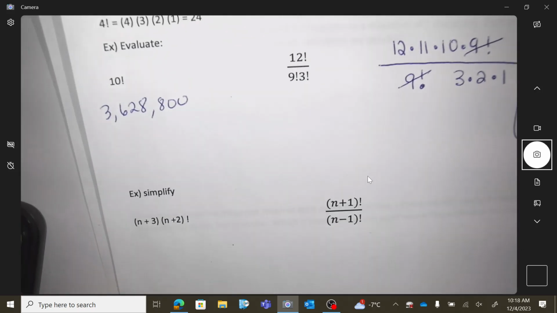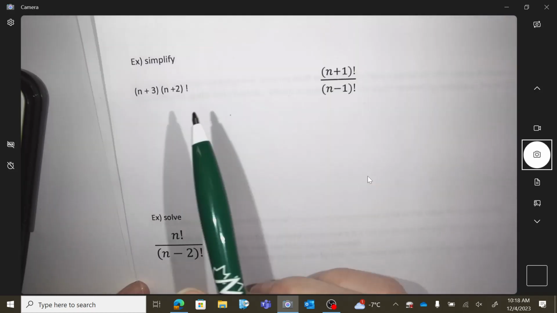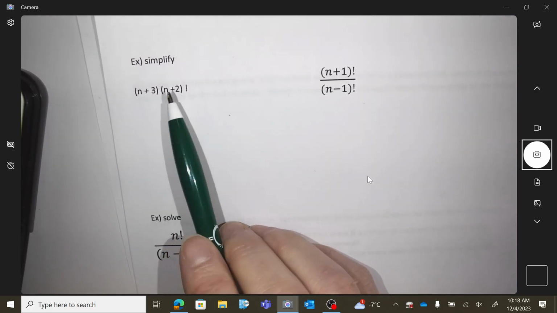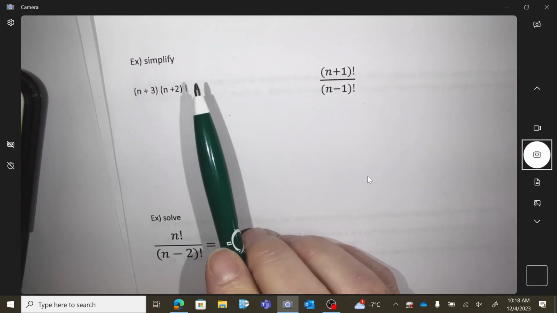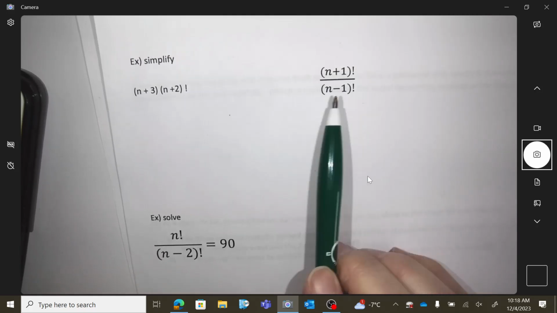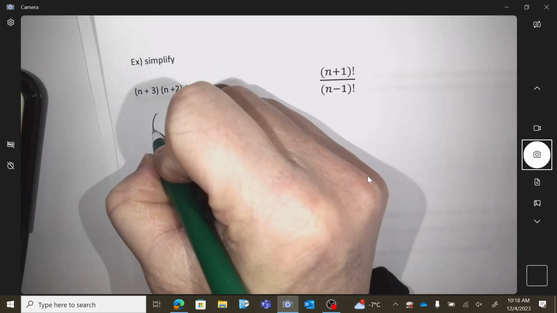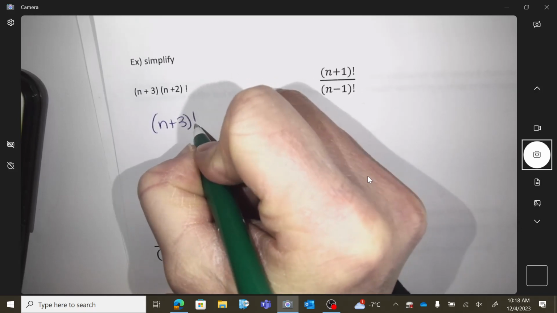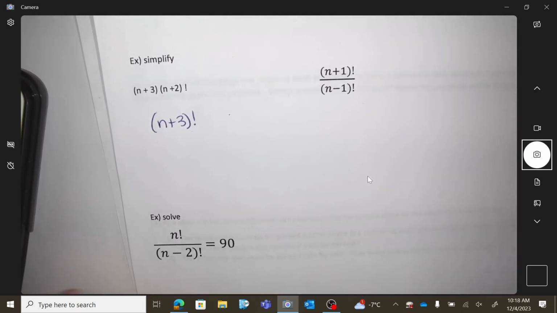Simplify. So this one is n plus 3, n plus 2, and then and beyond. So really, why didn't I just start at the n plus 3 and go down?